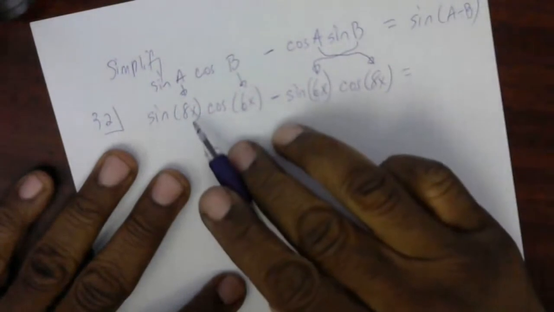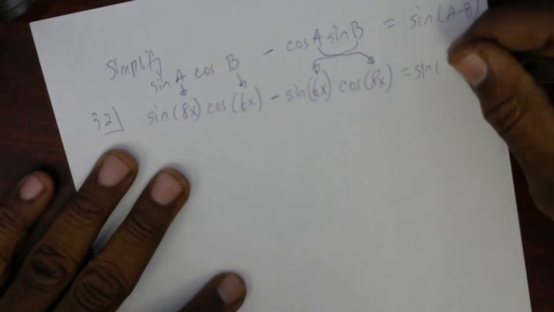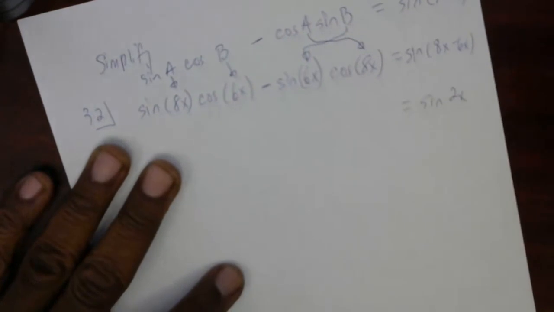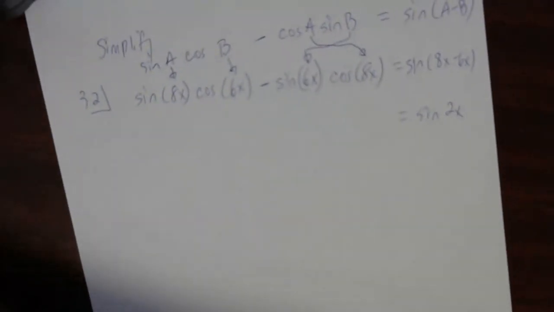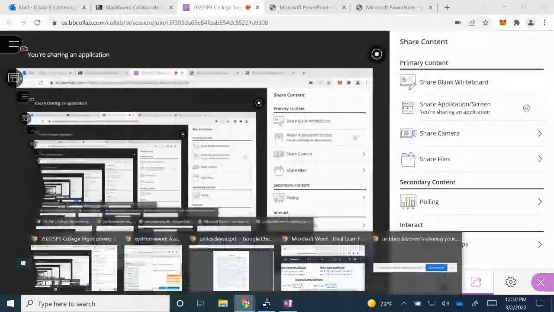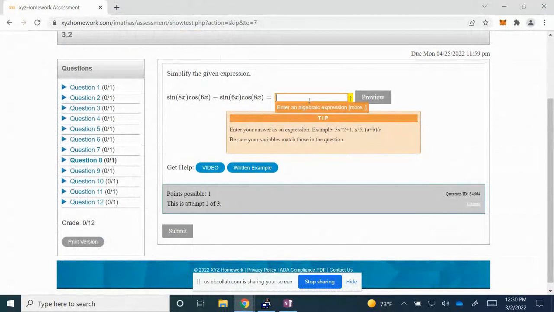So in the formula, I'm simply going to substitute A for 8x and B for 6x. That's the sine of 8x minus 6x, and 8x minus 6x is 2x. So our solution here is the sine of 2x. And one thing I've noticed is you must put the argument in a set of parentheses.